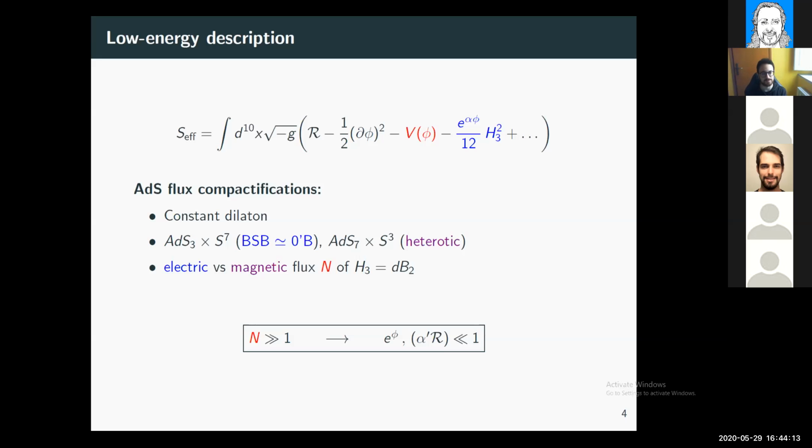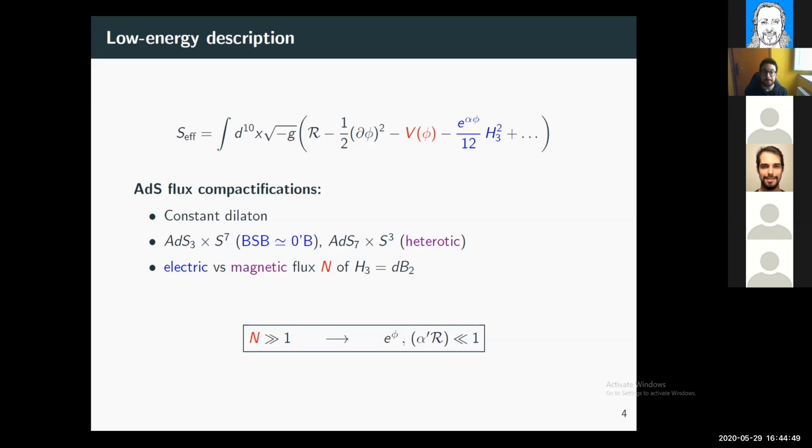Here we took the sphere for simplicity. And depending on the model, only one of the two types of fluxes can lead to a solution, either an electric flux or a magnetic flux. So there's no duality in this sense. But computationally speaking, the most useful feature of these solutions is that large fluxes lead to perturbative behavior, so small string coupling and small curvature. This is what allows us to perhaps expect that these solutions can be reliable.